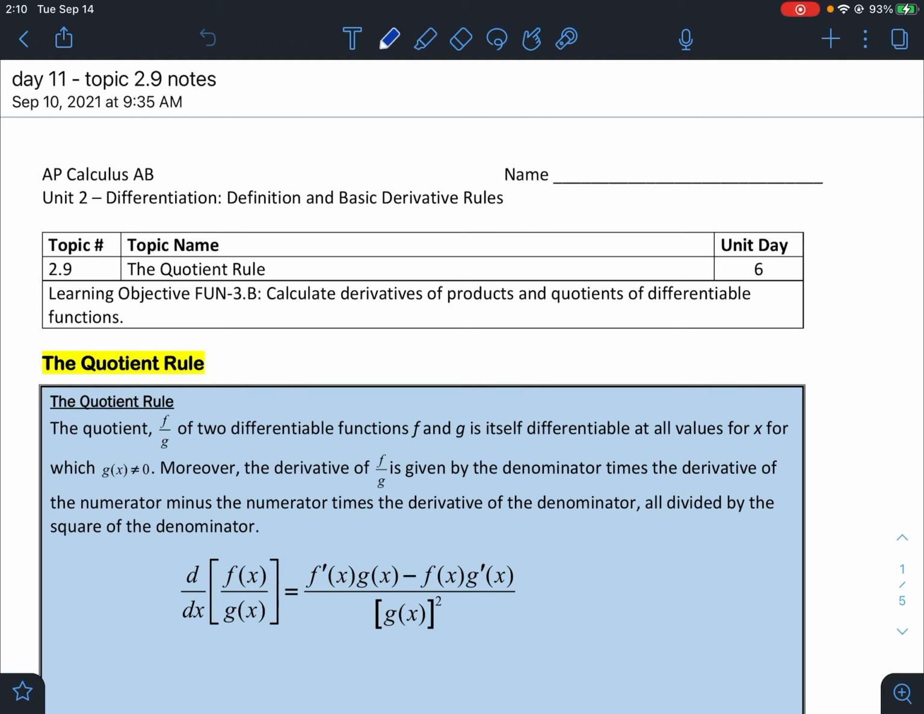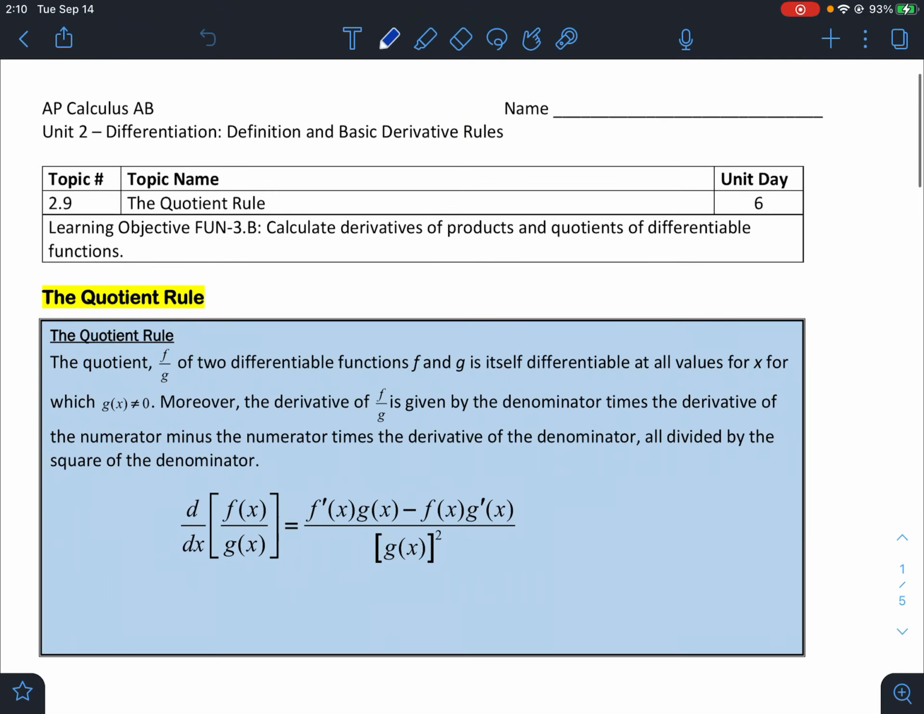Today we're going to look at topic 2.9 called the quotient rule. Yesterday, or previously, we've looked at a lot of derivative rules, including the product rule, which was used when two functions were multiplying. So the quotient rule is used when two functions have a quotient. In other words, when two functions are dividing.